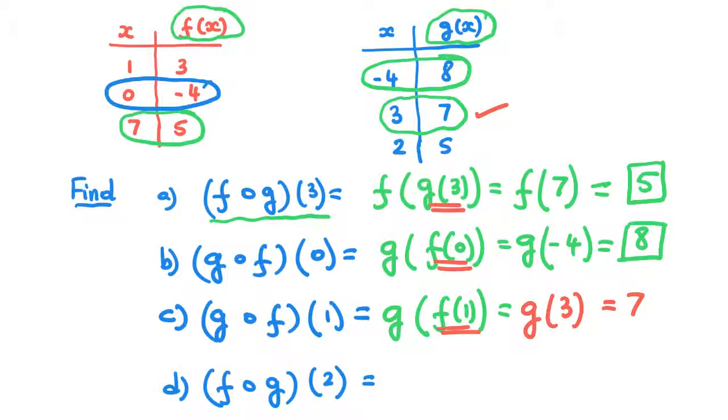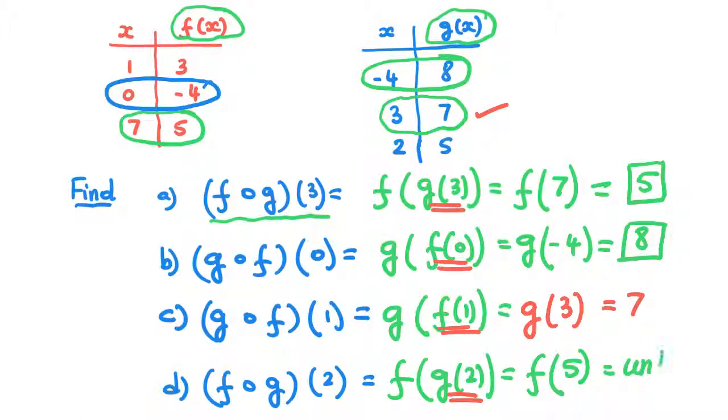And this one will be f of g of 2. Now g of 2 is 5. So here is f of 5, but f of 5 is undefined. We don't have f of 5. Undefined.